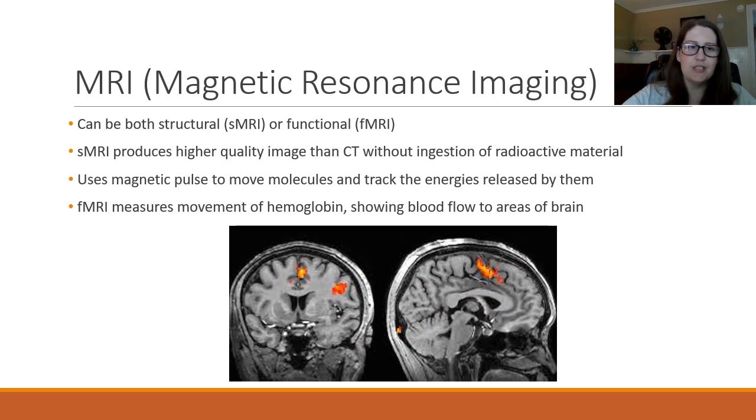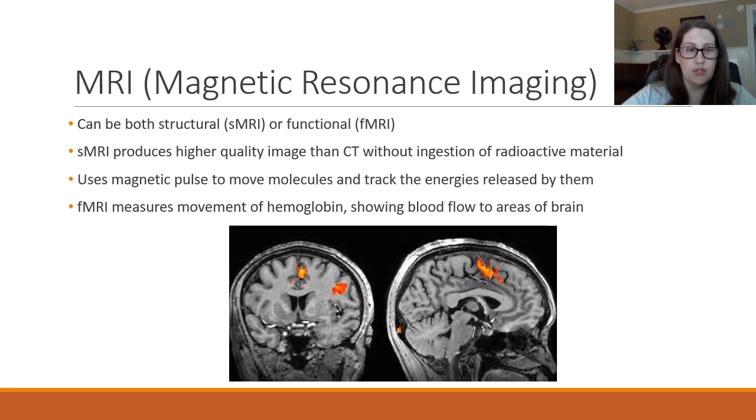So the next image is MRI, or magnetic resonance imaging. Now, MRI can be either structural or functional. And sometimes you'll see a little S or a little F in front of MRI to denote it's either structural or functional. And a lot of times these are both done simultaneously, or at least in the same scan. So you get information that is both structural and functional.